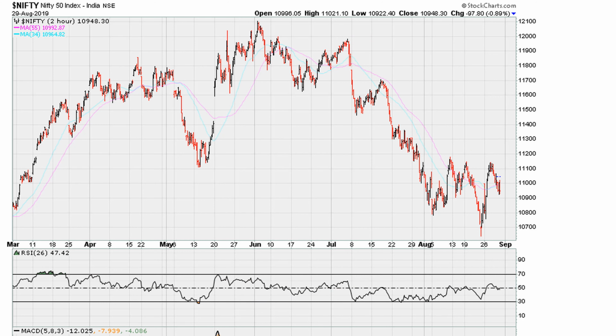Otherwise, for now, I can say we are stuck in this range, the range we've been trading for most of August.